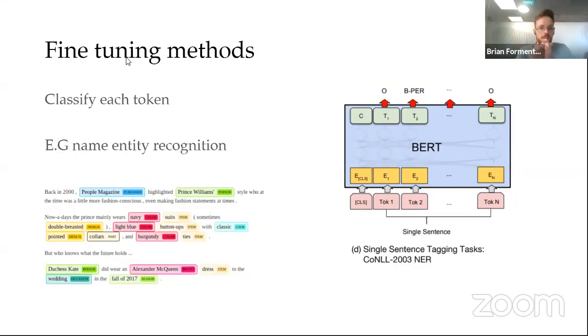Another thing you can do is, for example, a tagging task. So for each token, you're trying to classify whether it belongs to something or something else. For example, your first token could be People Magazine, which is a publisher, right? Then Prince William, which is a person. And you're trying to classify each one of these tokens to something.